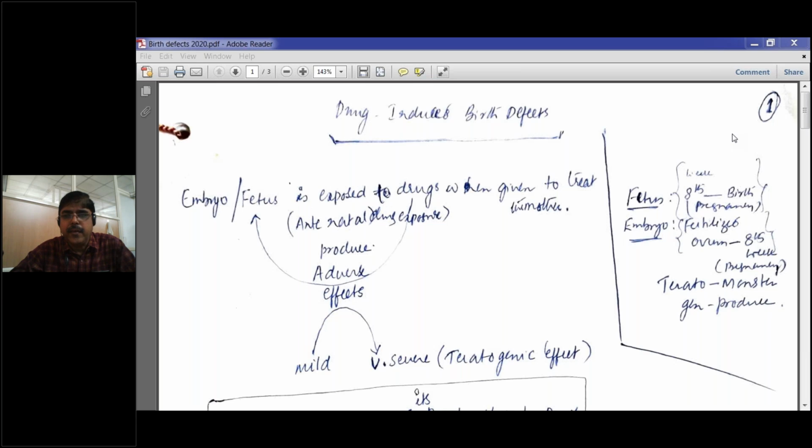Now, the harmful effect produced in the growing fetus is called teratogenic effect. Terato means it is like a monster-generating effect. So a harmful effect in the fetus is called teratogenic effect.